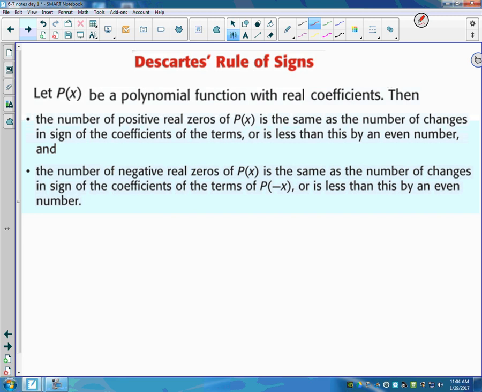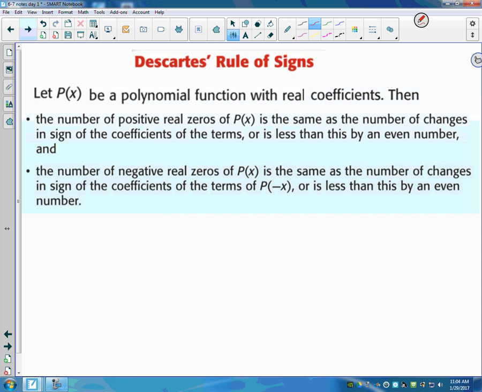So it says if we have a polynomial function with real coefficients, then the number of positive real zeros is the same as the number of changes in sign of the coefficients, or less than this by an even number. And the number of negative real zeros is the same as the number of changes in sign of the coefficients when you plug in negative x, or less than this by an even number. What this does is it gives us a list of how many possible positive real zeros, how many possible negative real zeros, and how many imaginary zeros we could get as we're doing this.